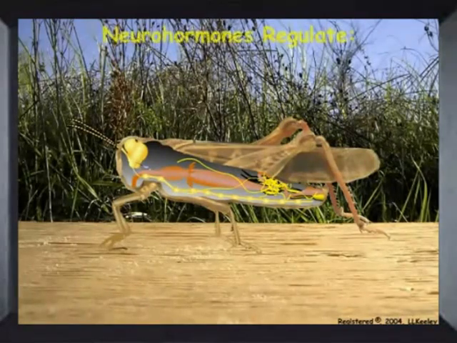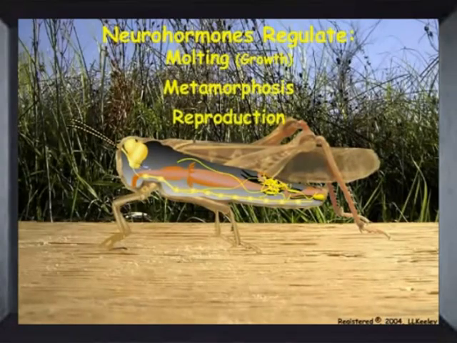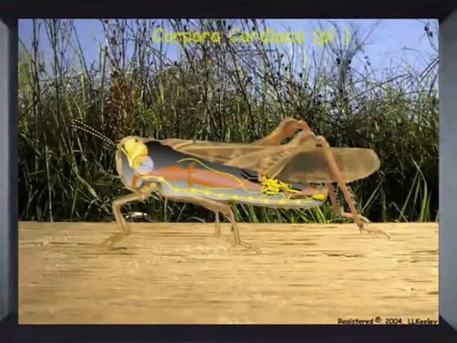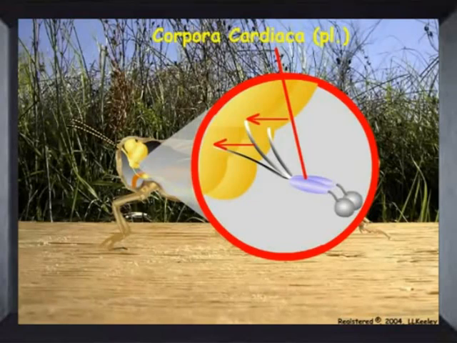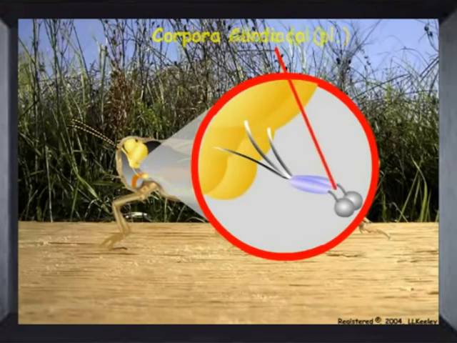Neurohormones are the master regulators and control most physiological activities, including regulating the secretion of the hormones that control molting, metamorphosis, and reproduction. Corpora cardiaca are the main endocrine structures attached to the brain. Neurosecretory cells located in the brain synthesize and transport neurohormones to the corpora cardiaca, from which the hormones are stored and released. In addition, corpora cardiaca contain intrinsic neurosecretory cells that also synthesize and release neurohormones.